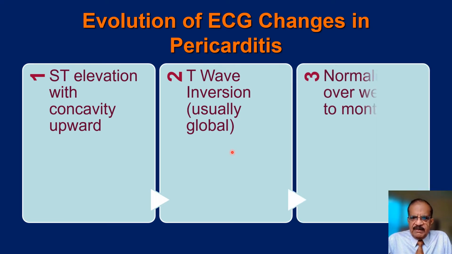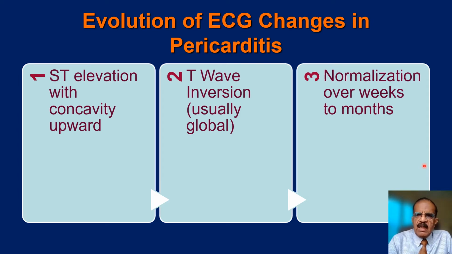And third stage is normalization over weeks to months. The evolution in myocardial infarction is over hours to maybe days, but in pericarditis it is days to weeks. Then ultimately, once patient recovers, ECG is likely to become absolutely normal. So these are the changes.